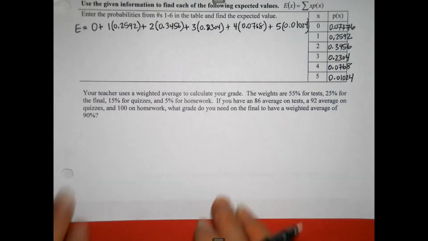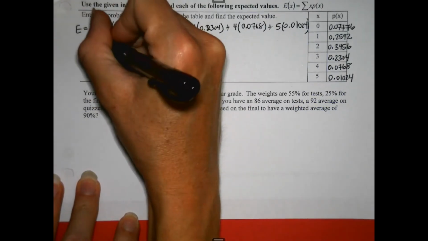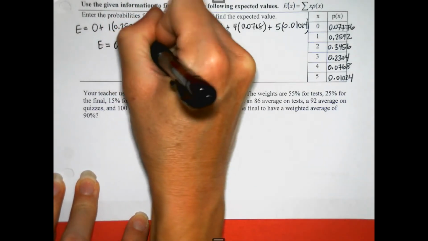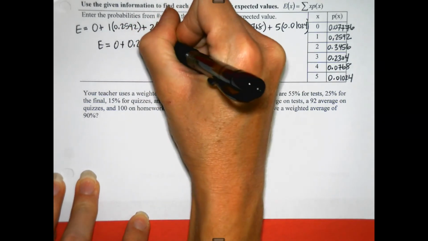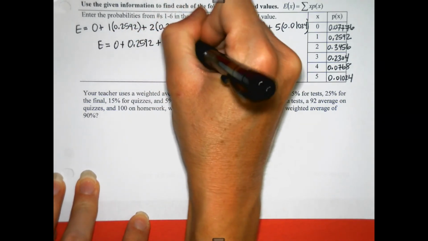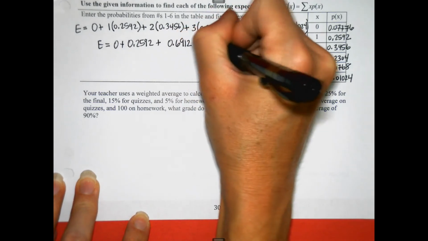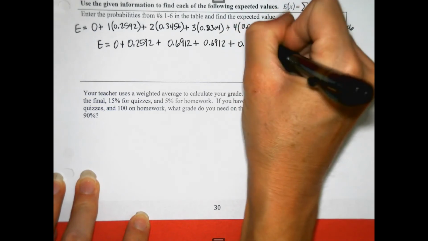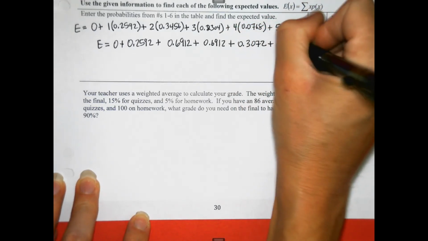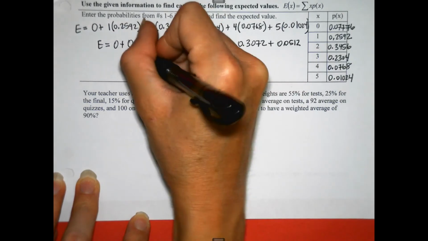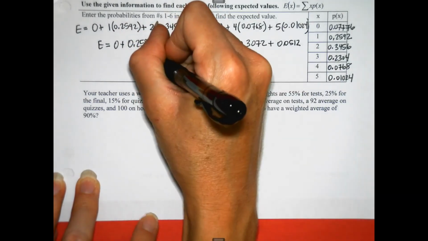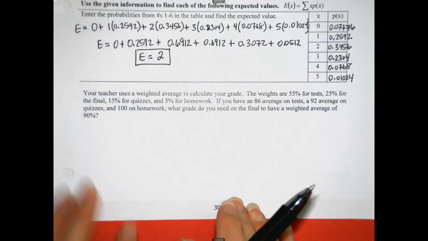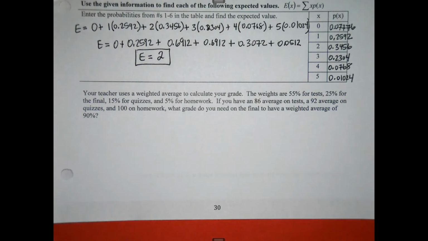I will use my calculator and calculate all of these things out. I end up with 0 plus 0.2592 plus 0.06912 plus 0.06912 plus 0.3072 plus 0.0512, and the sum ends up being 2. The expected number of days that it will rain is 2 days.